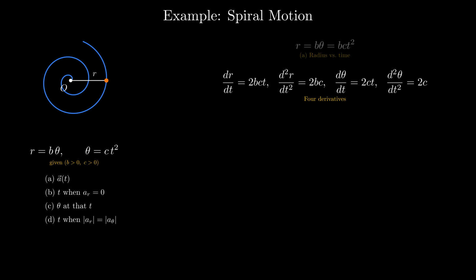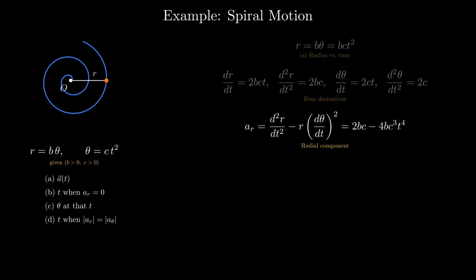The radial acceleration is d squared r dt squared minus r times d theta dt squared. That is 2bc minus bct squared times the quantity 2ct squared. The product gives 4bc cubed t to the 4th. So the radial acceleration is 2bc minus 4bc cubed t to the 4th.